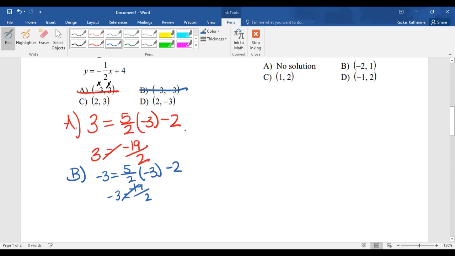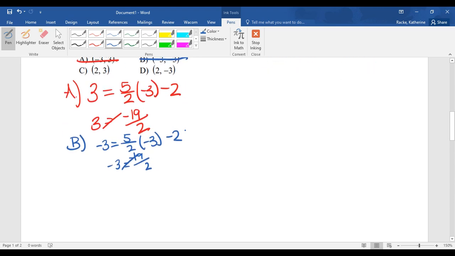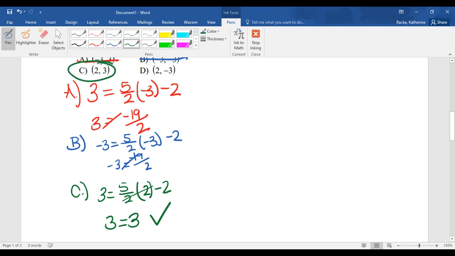Now I'm going to plug in C, so the point (2, 3). So I am going to plug in 3 for y, 5 halves times 2 for x, minus 2. So this would give me 5 halves times 2, cancels out these 2's. I get 5 minus 2, which equals 3. 3 equals 3. Yes, so my answer would be C.